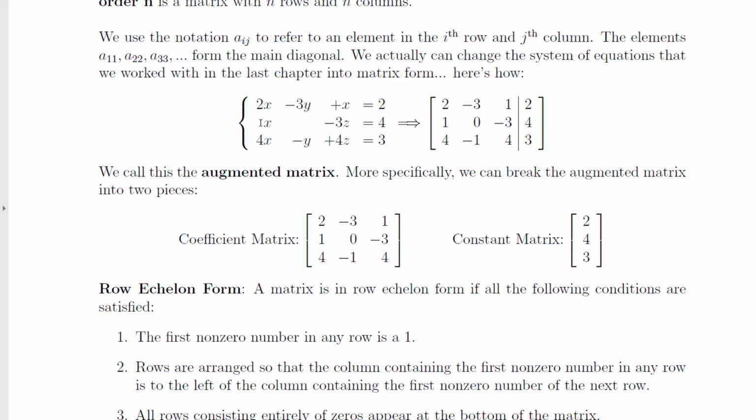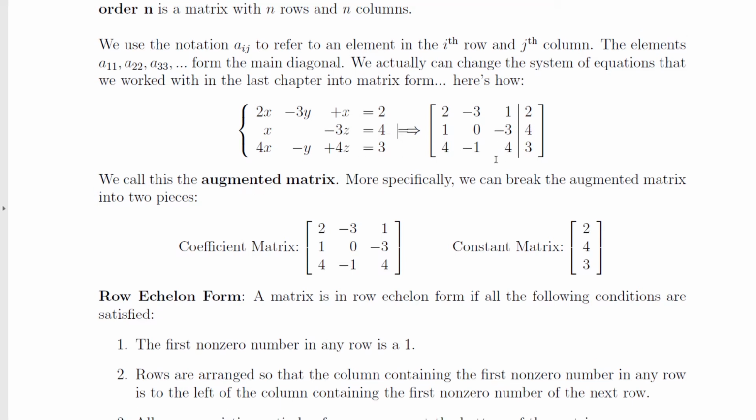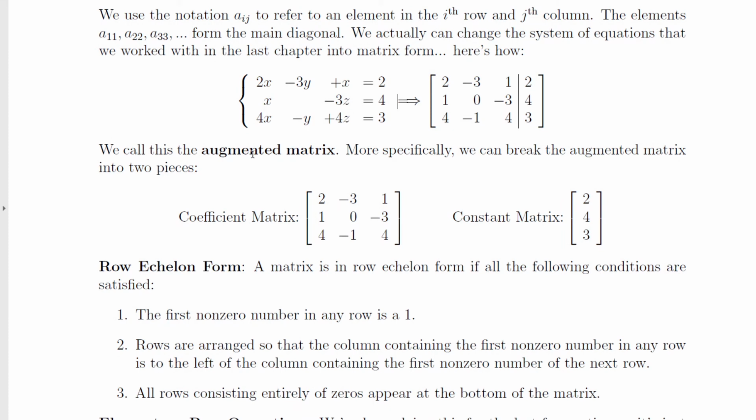So in the second one, you'll notice there's just an x, so the coefficient is 1. There is 0y, so we put a 0 in that place, and then a minus 3 right here. The 4 goes on the other side of the equal sign. Same thing with the bottom row. Okay. Now, this is called an augmented matrix.